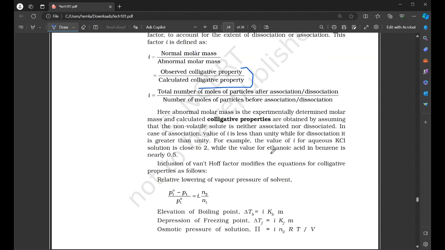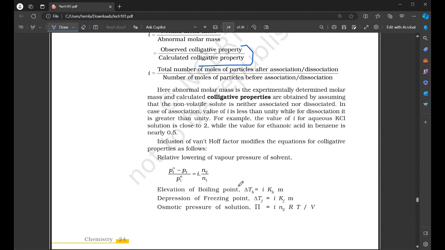Here, abnormal molar mass is the experimentally determined molar mass, and calculated colligative properties are obtained by assuming that the non-volatile solute is neither associated nor dissociated. In case of association, the value of i is less than unity, while for dissociation it is greater than unity. For example, the value of i for aqueous KCl solution is close to 2, while for ethanoic acid in benzene it is nearly 0.5. In conclusion, the Van 't Hoff factor modifies the equation for colligative properties.